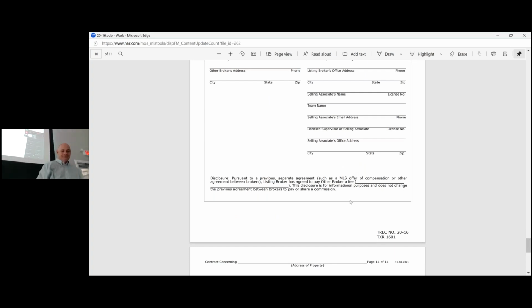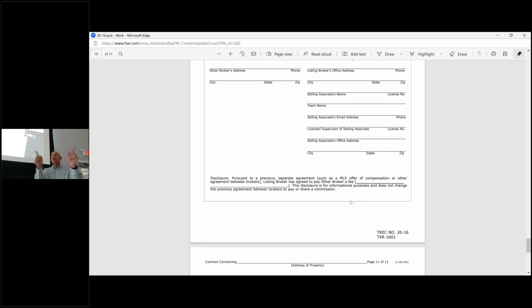Disclosure. Pursuant to a previous separate agreement, such as an MLS offer of compensation or other agreement between brokers, listing broker has agreed to pay other broker a fee. And that typically says what? 3%, okay? This disclosure is for informational purposes and does not change the previous agreement between parties to pay or share a commission. In other words, this is not binding. Why is this not binding?